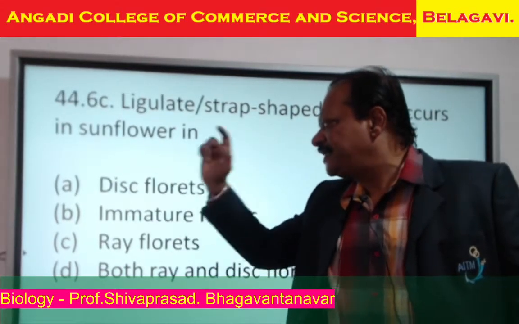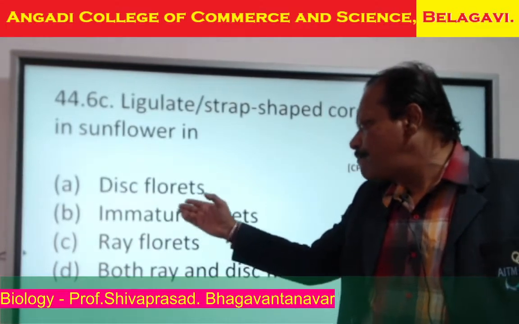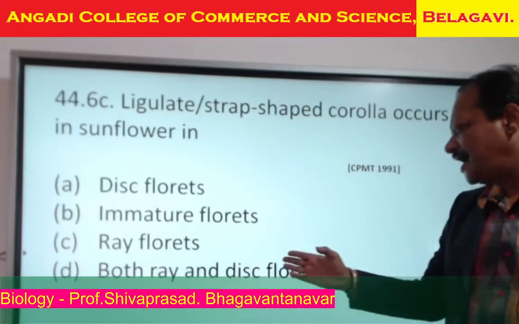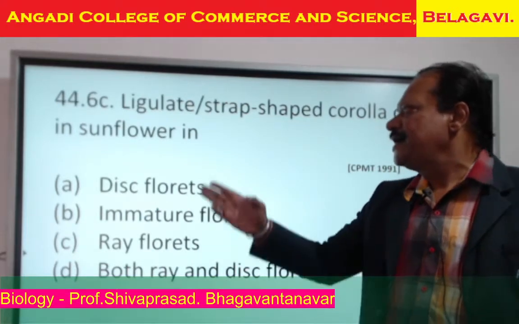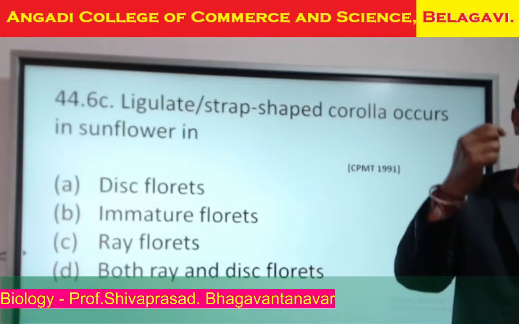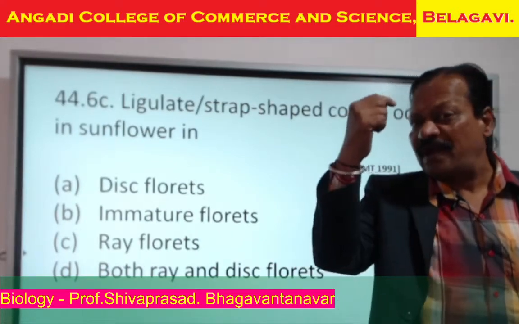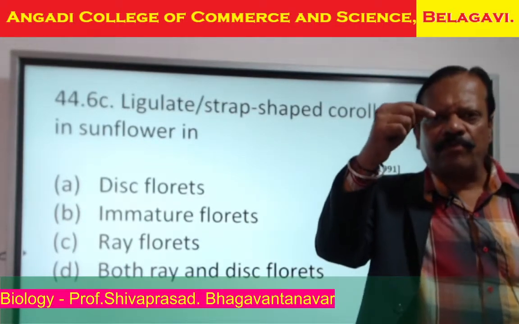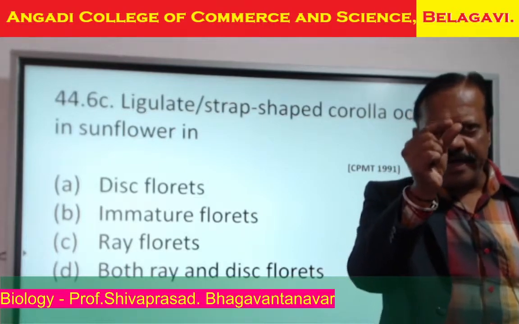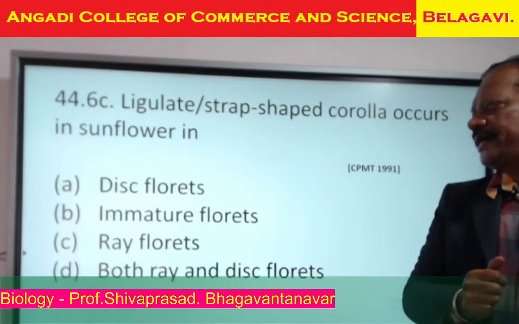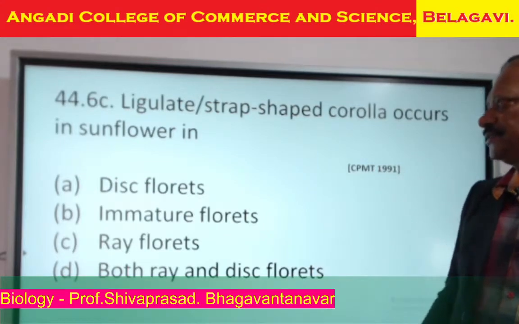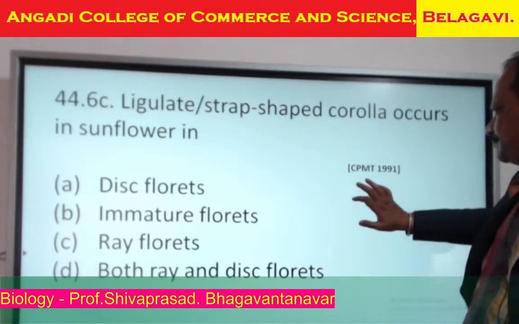Here, the disc florets, immature florets, ray florets, both ray and disc florets. Okay, in the case of sunflower, whatever capitulum you are observing, inside so many flowers you are observing, and when the corolla is keenly observed, the long elongated tubular corolla is formed. So option C, ray floret, is the right answer. We'll move to the next question.